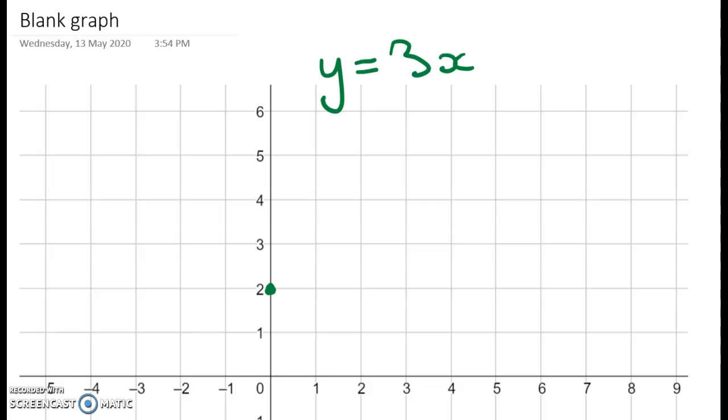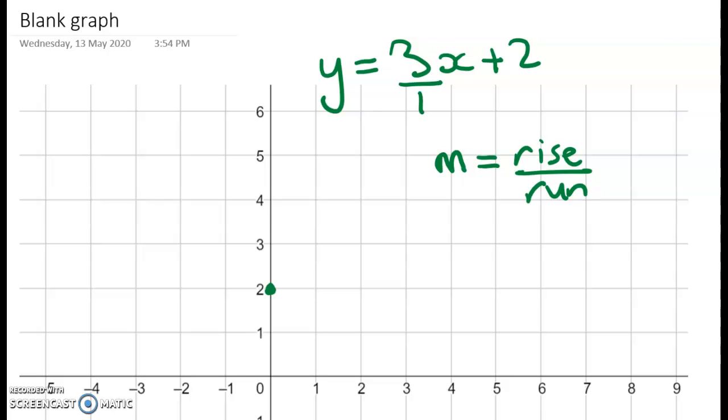Let's have a look now at what the gradient tells us. Well, the gradient in this equation is 3. The gradient, which we write as m, is equal to the rise over the run. So when you're starting out with this method, I find it useful sometimes to think of that 3 as 3 over 1. And that tells me that for this graph, if I go out 1, then I have to go up 3. And that gives me my second point to plot.